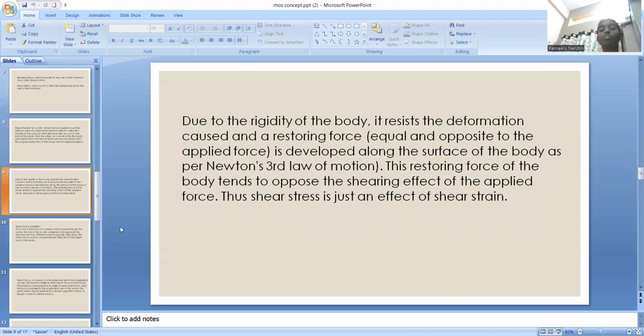Due to the rigidity of the body, it resists the deformation caused, and a restoring force equal and opposite to the applied force is developed along the surface of the body as per Newton's third law of motion. These restoring forces tend to oppose the shearing effect of the applied force. The shear stress is just the effect of shear strain.